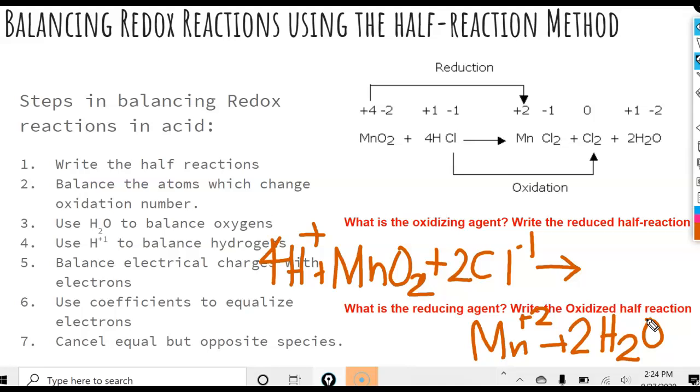Okay. First thing we check, there's 1 Mn on either side. Second, there are 2 oxygens on either side, and there are 4 hydrogens on either side. So our elements all balance. Next thing we're checking is our charges. I have a plus 4 minus 2, so I have a plus 2 charge on the reactant, and I have a plus 2 charge on the product. So now I have an overall balanced redox reaction. And we are going to stop right there and let you practice balancing redox reactions at this time.